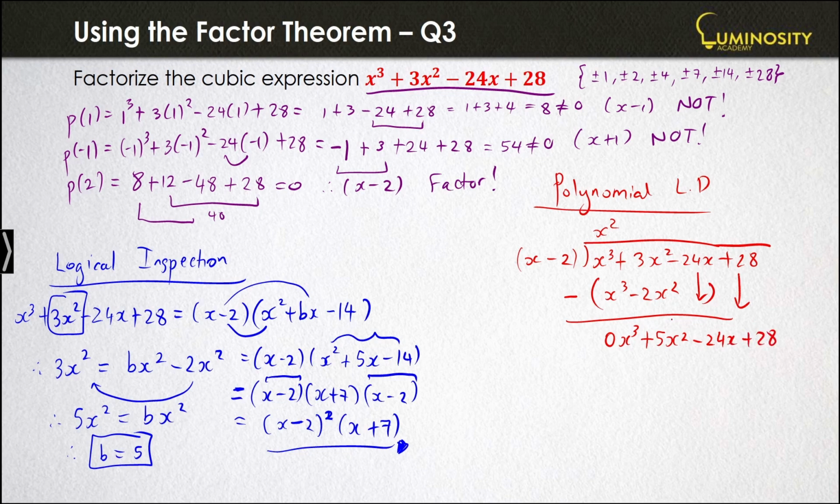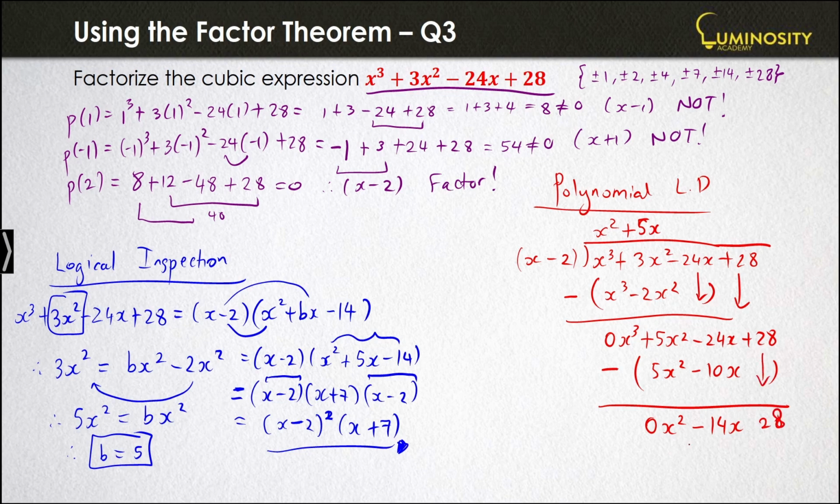How do I get rid of that 5x squared? If I multiply by 5x, I'm subtracting: 5x times x is 5x squared, and 5x times negative 2 is negative 10x. So 5x squared minus 5x squared is 0x squared. Negative 24x minus negative 10x is negative 14x. And then 28 minus 0 is just 28, because we're bringing it down.